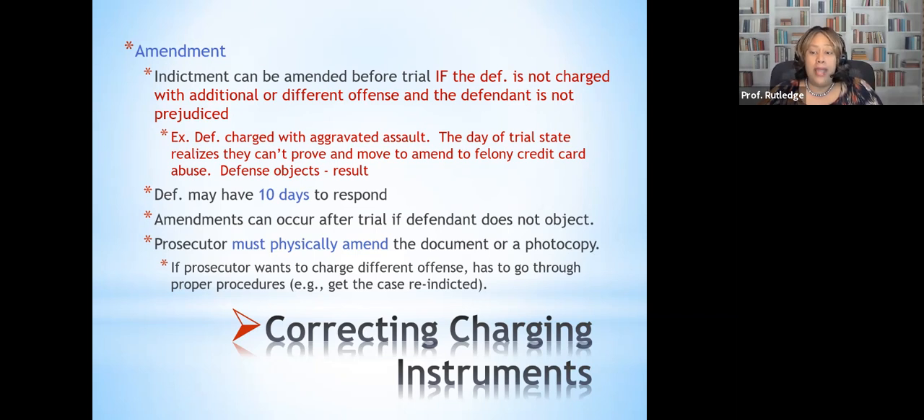Can you amend something after trial occurs? Yes, if the defendant does not object. Future defense attorneys, don't you dare ever not object to someone wanting to make an amendment in the middle of trial. Don't do it. In order to do that amendment, the prosecutor must physically amend the document or photocopy. So basically, think of it as a correction.